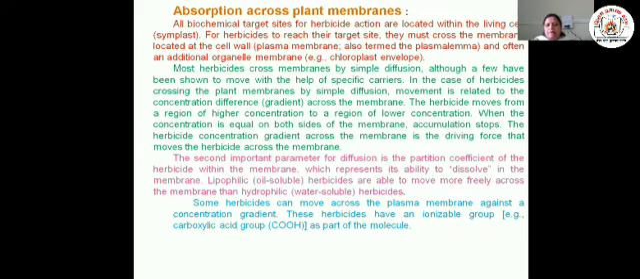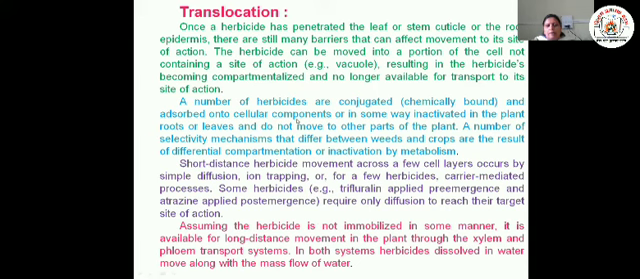See, some herbicides can move across the plasma membrane against the concentration gradient. These herbicides have an ionizable group. A carboxylic acidic group is present in the herbicides. This is about the absorption condition, mode of action across the plant membrane. All this is about the absorption.